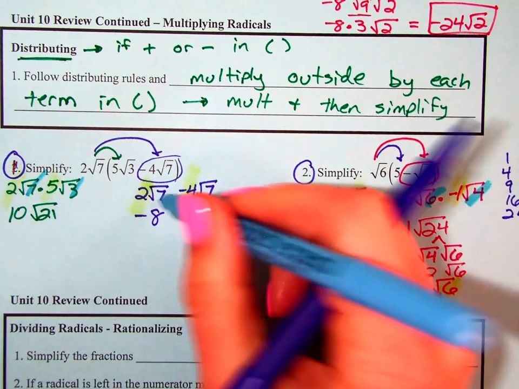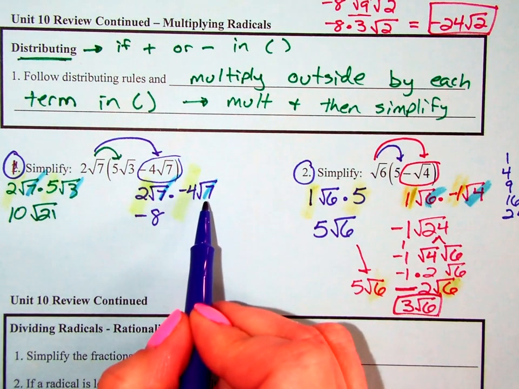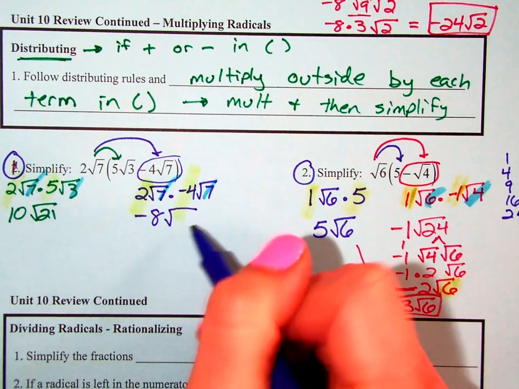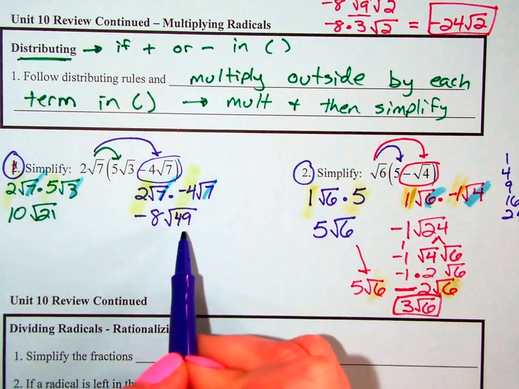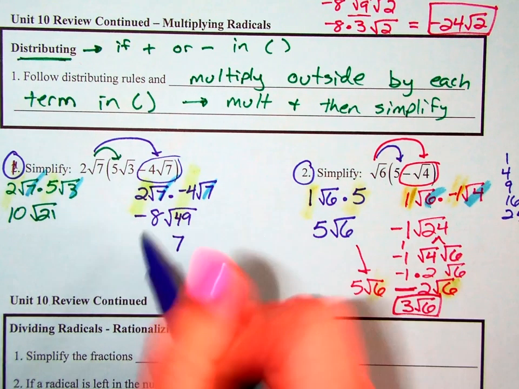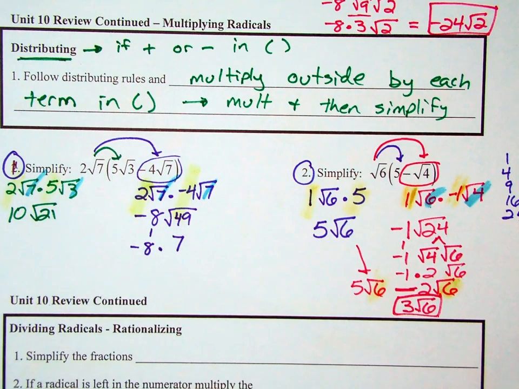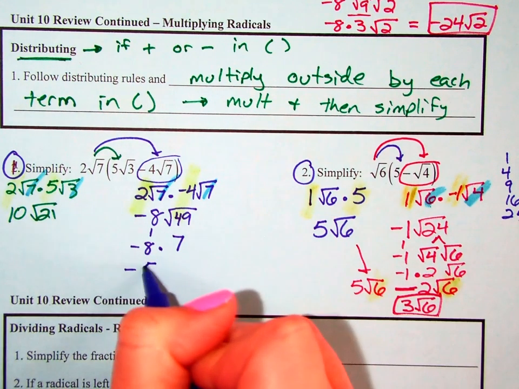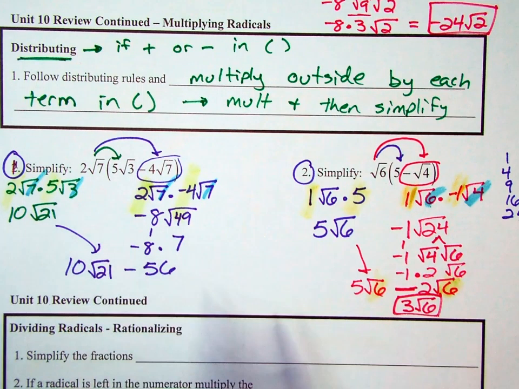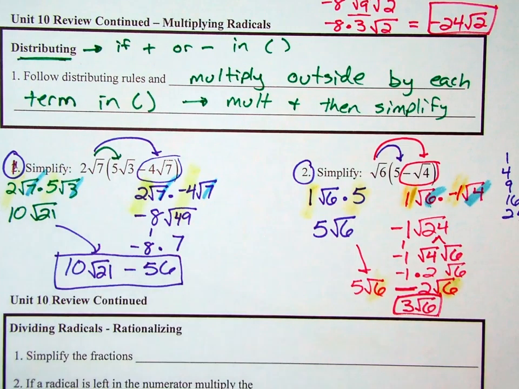Then we multiply our inside numbers. And yes, even though these are the same, it's multiplication, so we have to multiply them. 7 times 7 is 49. Now we need to simplify this if we can. Well, 49 is a perfect square. The square root of 49 is 7. Bring down our negative 8. Then we can multiply. Negative 8 times 7 is negative 56. And then we can bring down our 10 square root of 21. These are not like terms, so that's our final answer.